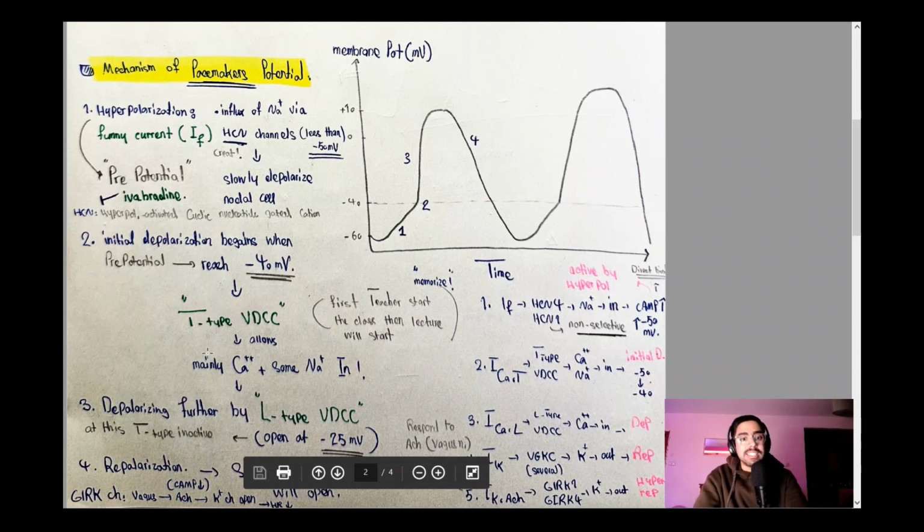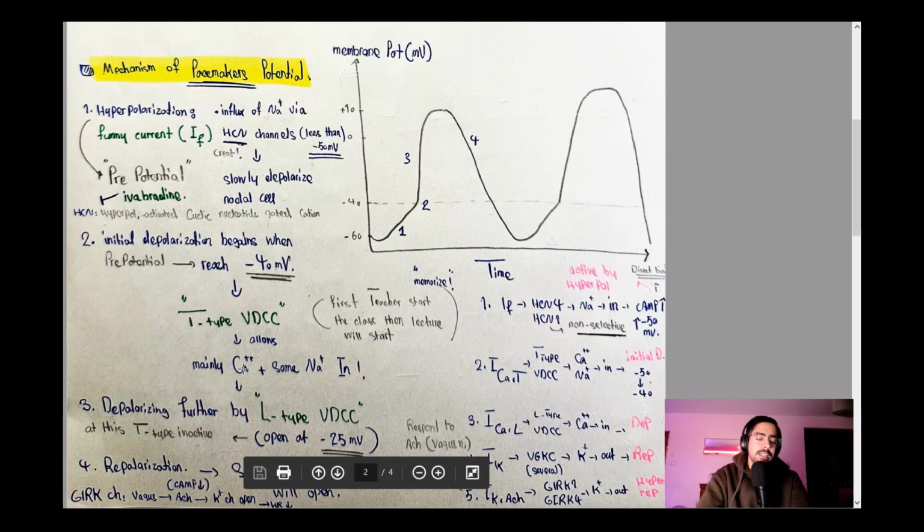This happens by the T-type voltage dependent calcium channel. Voltage dependent is a type of channel. We have different types of channels, as you studied in your previous physiology lectures. This type is a voltage dependent calcium channel. They are T-type, and they are mainly calcium. This is something important to know: they are mainly calcium, but sodium can go as well. And they reach from -50 to -40, and they initiate depolarization.